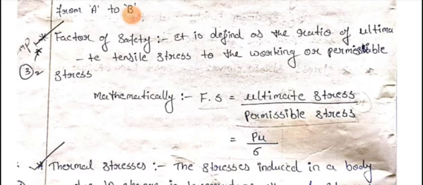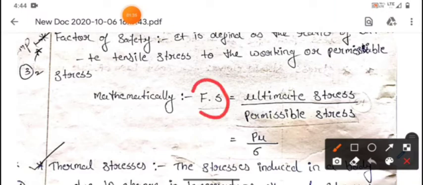So, it is one of the very critical aspects in engineering parameters. We need to design the material with respect to safety, that is called factor of safety. What is the factor of safety? It is defined as the ratio of ultimate tensile stress to the working or permissible stress. We can say working stress or permissible stress, both are the same. Here it is indicated by Fs, factor of safety. So that is ultimate by permissible stress.